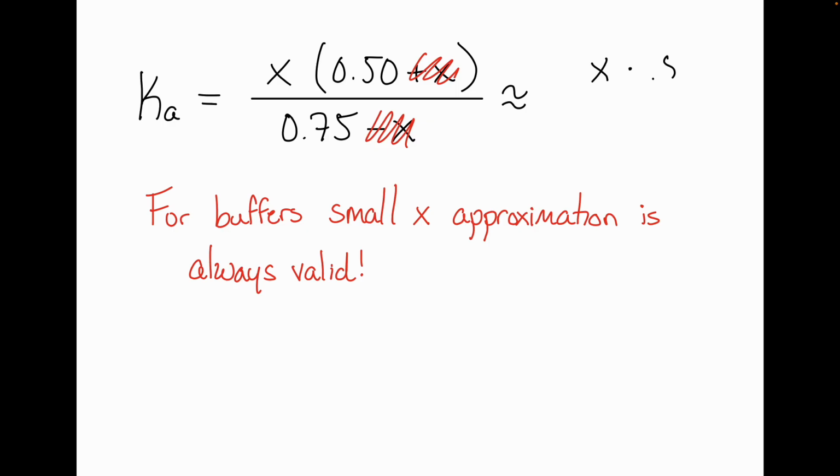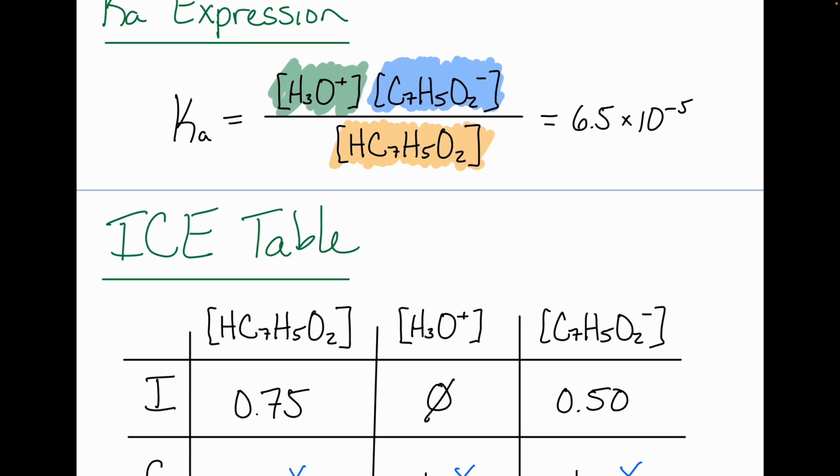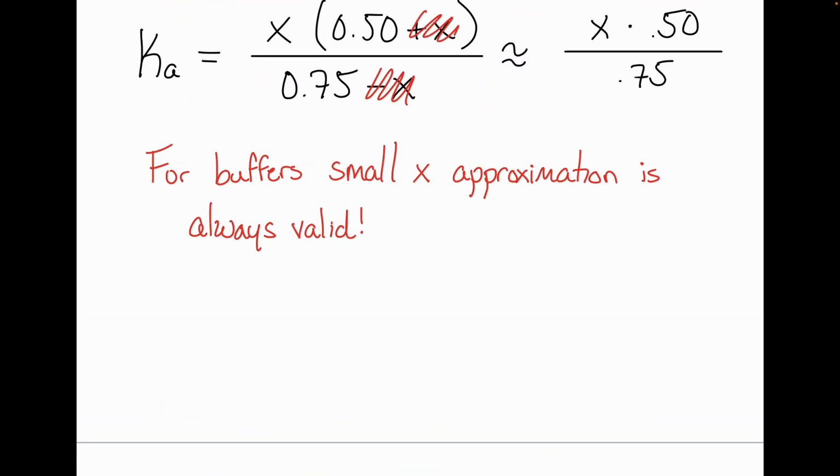x times 0.5 over 0.75. All right, and we could stop here and we could solve for x, and that would be great. But we could simplify things a little bit, at least to the point where we don't have to do an ICE table every single time we want to find a solution of a buffer. Okay? So what we're going to do is we're going to take our equation here, and we're going to rearrange it. And this is what's called the Henderson-Hasselbalch equation.